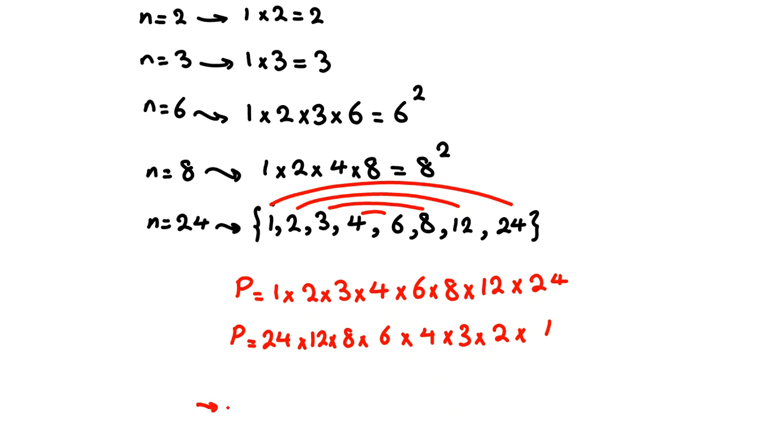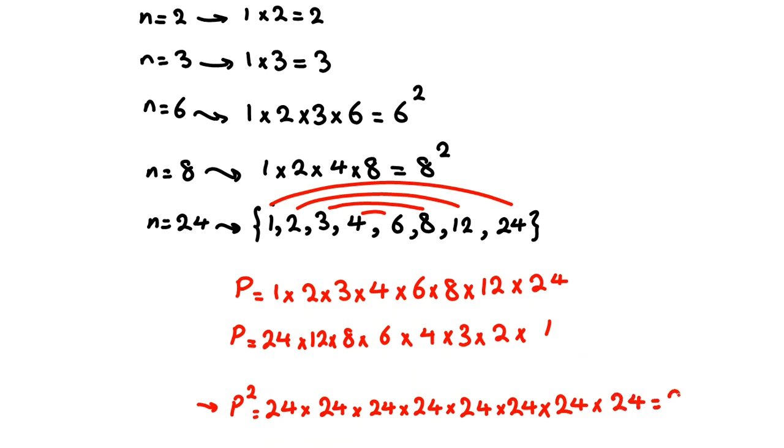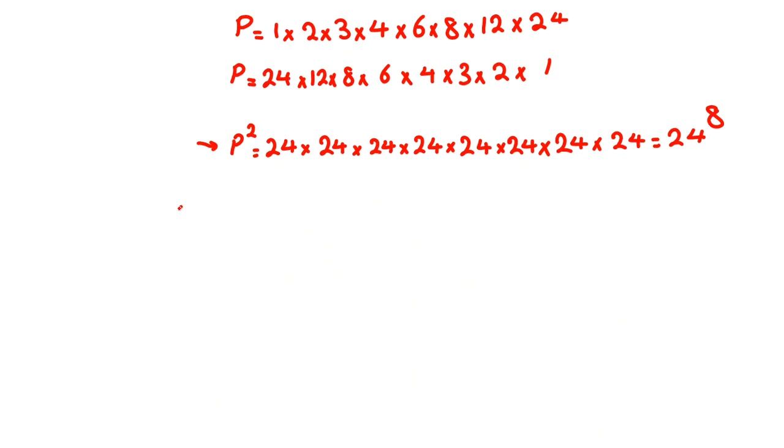And then we say, okay, let's calculate P squared. 1 times 24 is 24. 2 times 12, 24. 3 times 8, 24. 4 times 6, 24. 4 times 6 again, 24. 3 times 8, 24. 12 times 2, 24. 24 times 1, 24. So it will be 24 to the power of 8, the number of positive divisors: 1, 2, 3, 4, 5, 6, 7, 8. And then we take the power of 1/2, or we take the square root. So the product is equal to 24 to the 8 over 2, which is 24 to the 4.